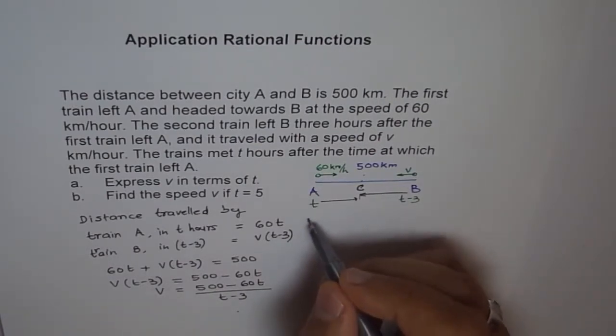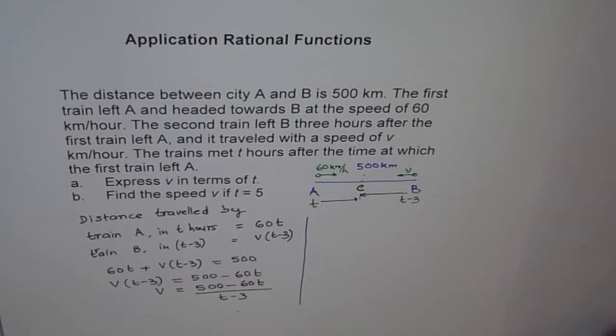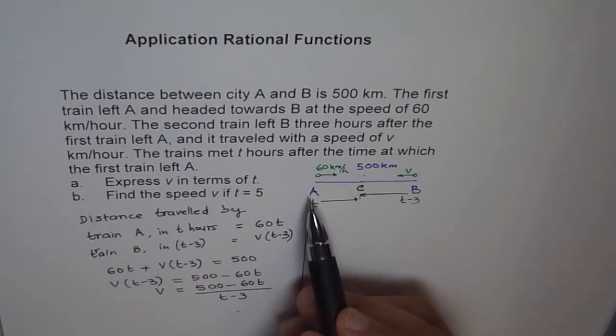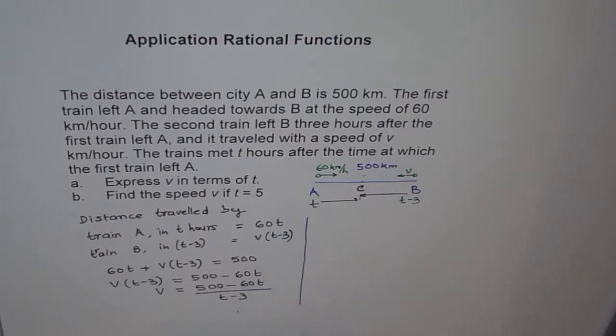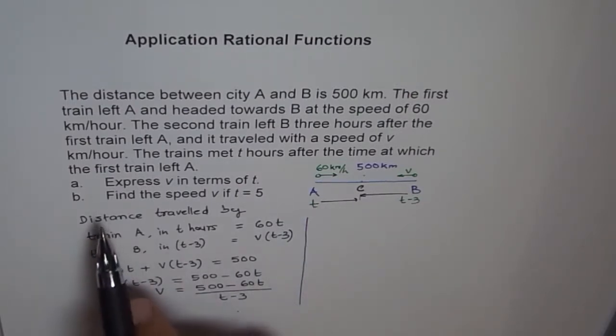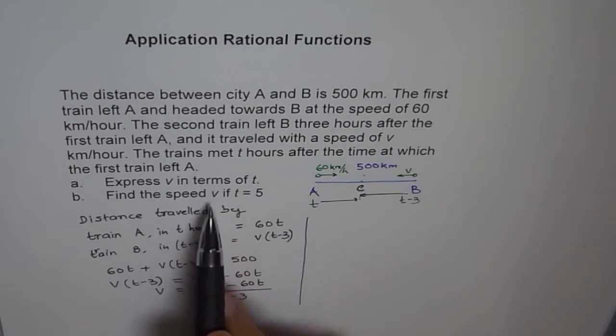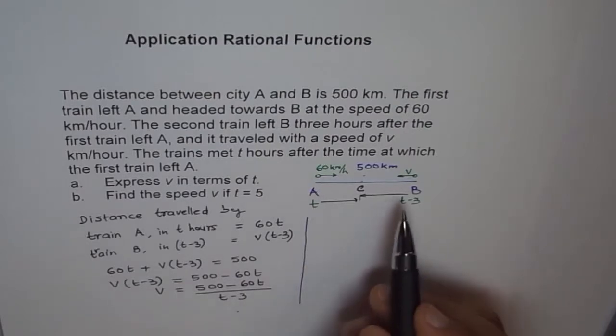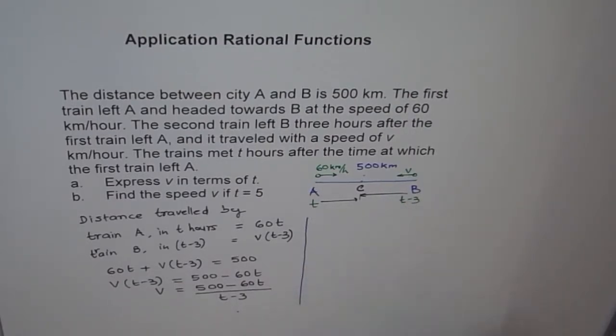So we got the velocity of train B in terms of time t, and t is when train A started. So what is t? t is the time when train A started. Okay. Now how about part B? Find the speed v if t equals 5. So we'll just plug in 5 here and find the velocity or speed of train B.